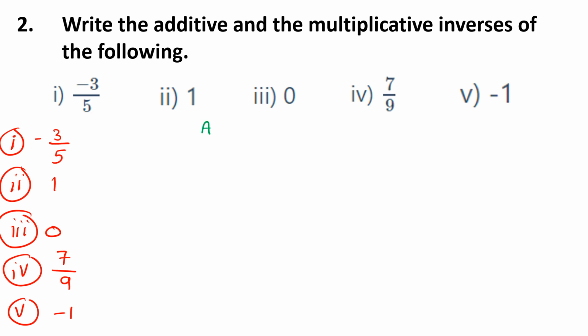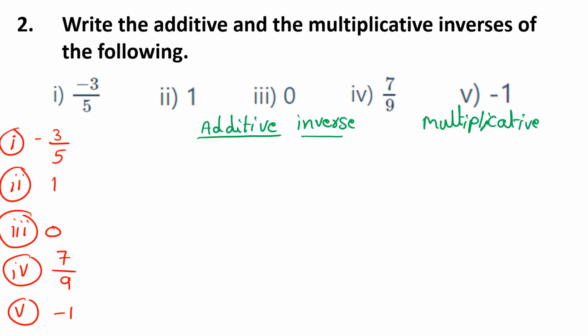Additive inverse and multiplicative inverse. Okay, so what is the first one? Minus 3 by 5, right? What is the additive inverse of minus 3 by 5? Yes, that is 3 by 5.